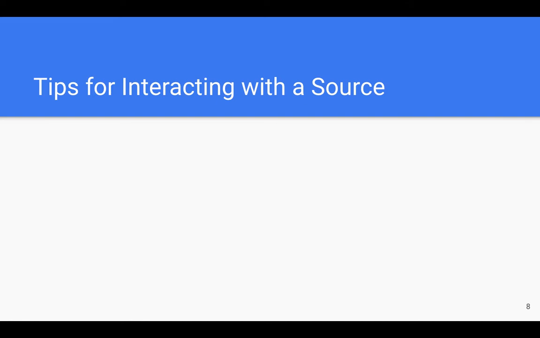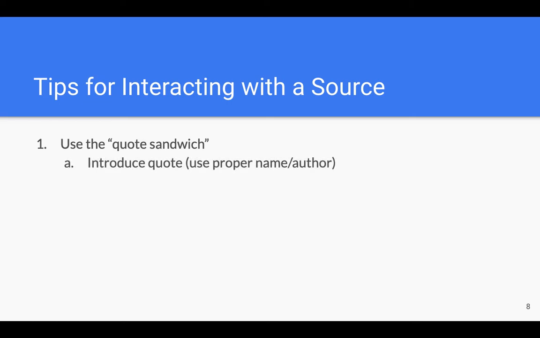Now, tips for interacting with a source. This is a fancy way of saying tips for actually putting the quote or the paraphrase or the summary in your paper. The first is to use the quote sandwich. What this means is anytime you are going to use someone else's idea, the first thing you have to do is introduce it. So you need to use the proper name of the title of the article, the author, where it was from, whatever information you feel like your reader needs to understand the credibility of the source. Somehow you want to introduce it.